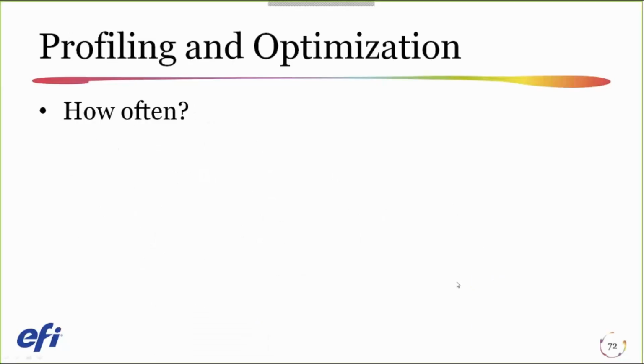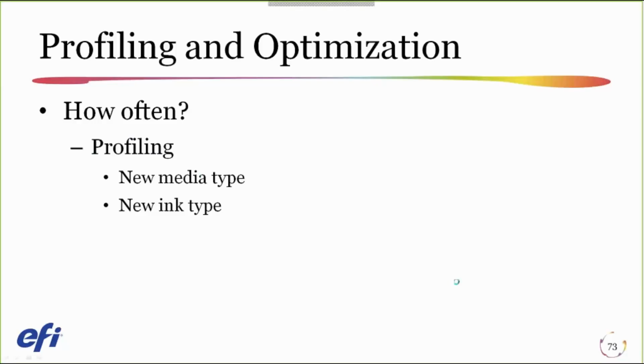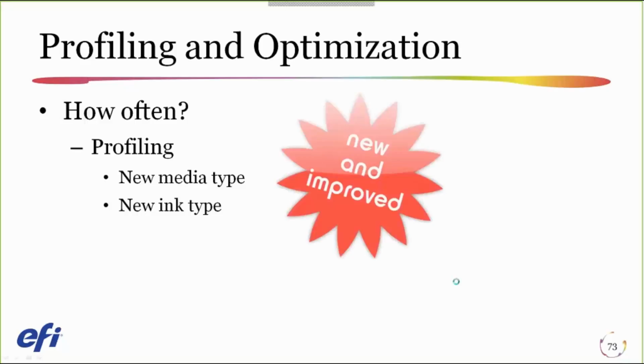Now, how often? Very, very common question. How often do I need to do this? For profiling, if you get a new media type or a new ink type, you're likely going to need to build a new profile. Often you will likely also need to build a new linearization file and a new ICC profile. I always say the worst day in my life was the day that I got a new package of inkjet media that came in with this big sticker that said new and improved. I just knew my day was ruined because now nothing would match, and I would have to likely start over with a new calibration file and a new profile.